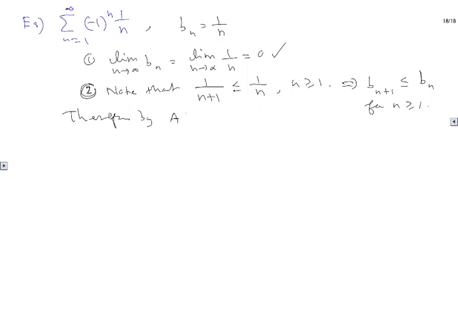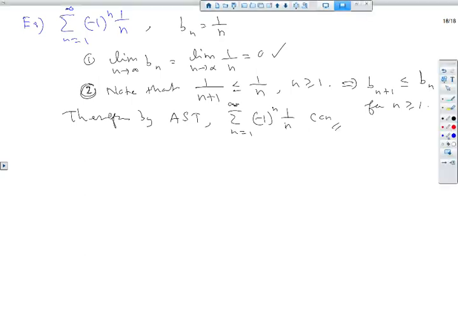So therefore, by the alternating series test, the series from n equals 1 to infinity of negative 1 to the n, times 1 over n, converges. It's very simple. That's the whole argument. So let's look at another problem.